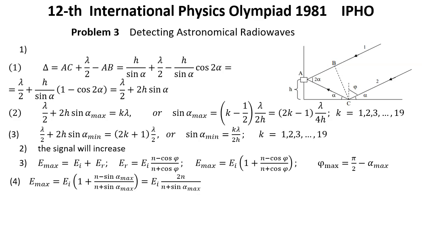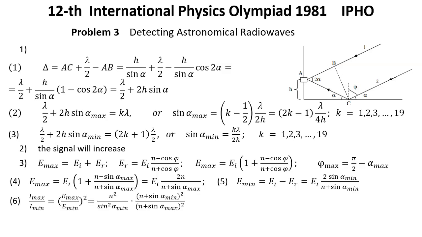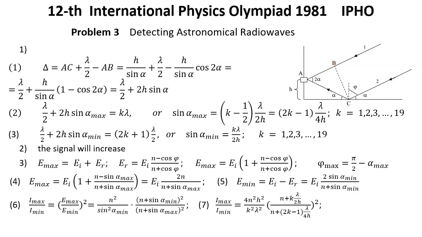At the interference minimum, the resulting intensity is E minimum equal EI minus ER, which is EI multiplied by 2 sine alpha minimum over n plus sine alpha minimum. The intensity I of the signal is proportional to the square of the intensity of the electric field E. Therefore, the ratio of the intensities of the consecutive maxima and minima is I maximum over I minimum equal E maximum over E minimum squared, which is this expression. Using the equation 2 and 3, the equation 6 can be transformed into the following form. Expression number 7 is the result when we insert alpha maximum and alpha minimum from the expression 2 and 3. And that was our result.